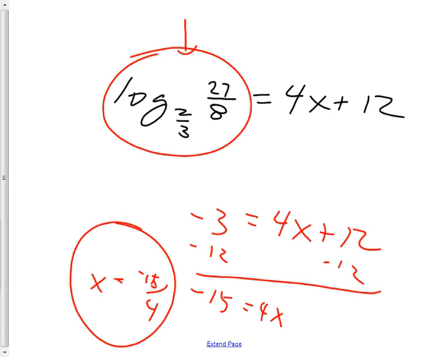When you're in the middle of the questions, look in the directions. If it says you can use a calculator, use a calculator.